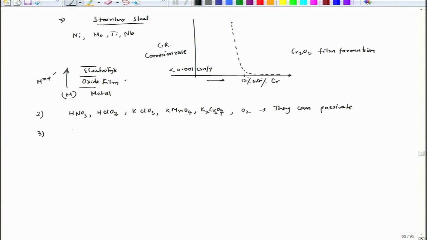Third is once a metal is passive, it can maintain passive state if it is not disturbed. So, once a metal becomes passive, if it is not disturbed by some external force, it can maintain its passivity.